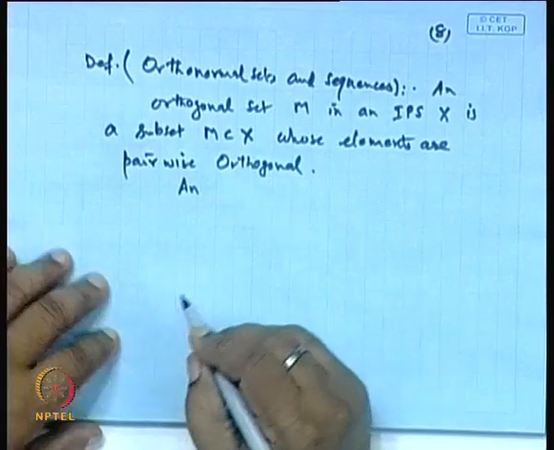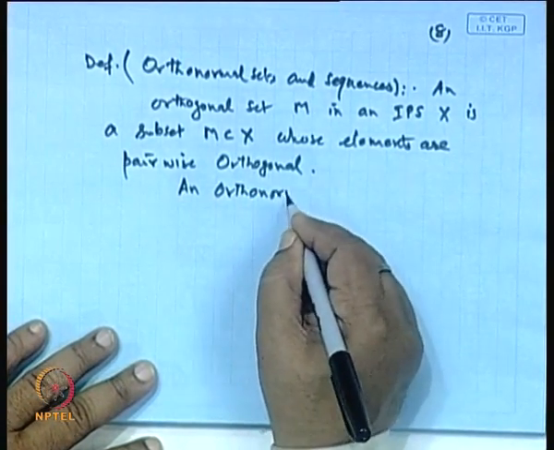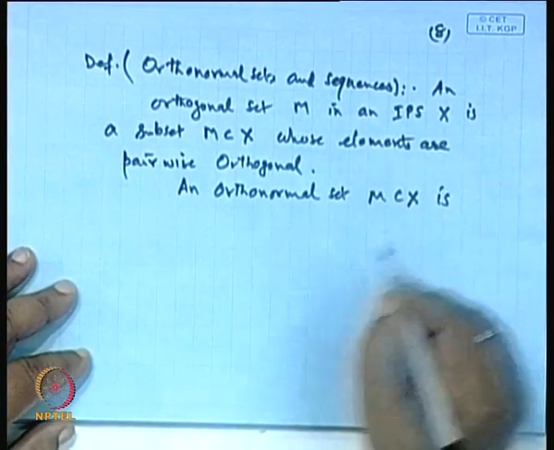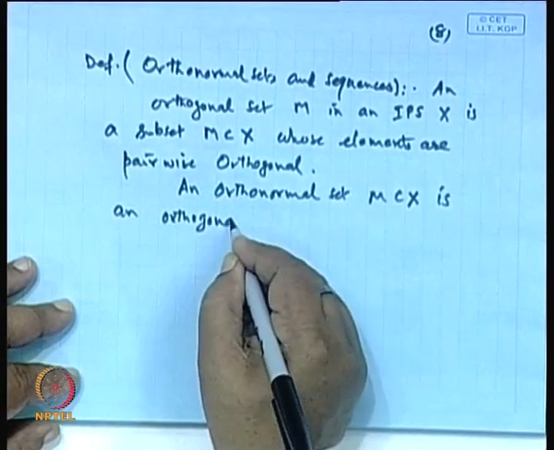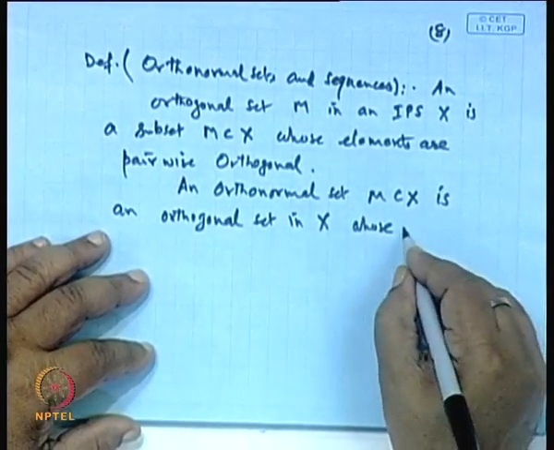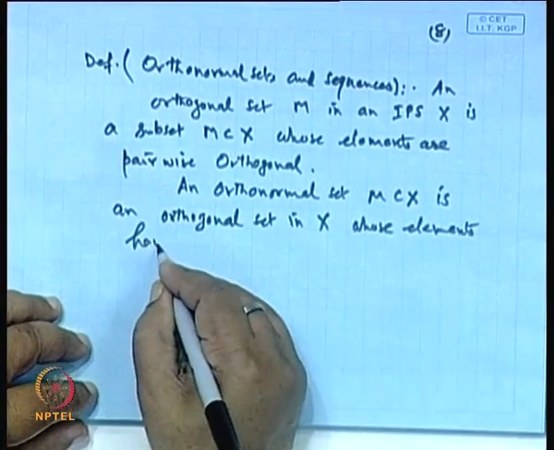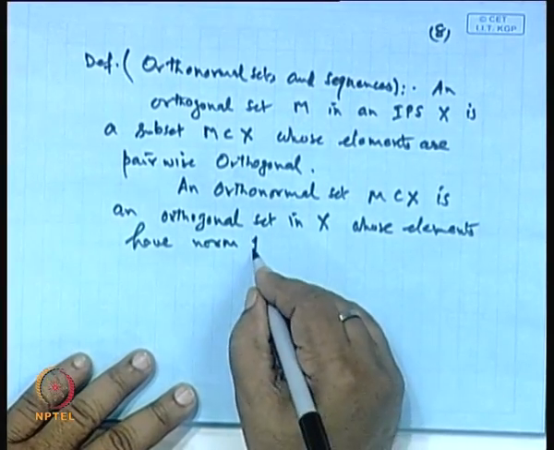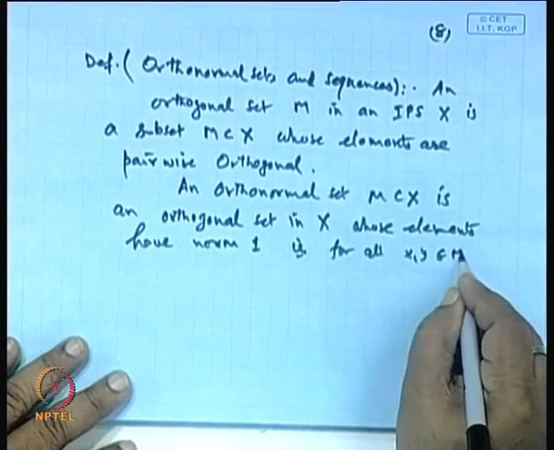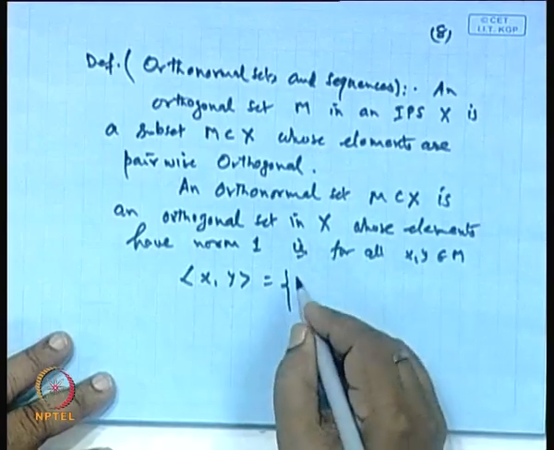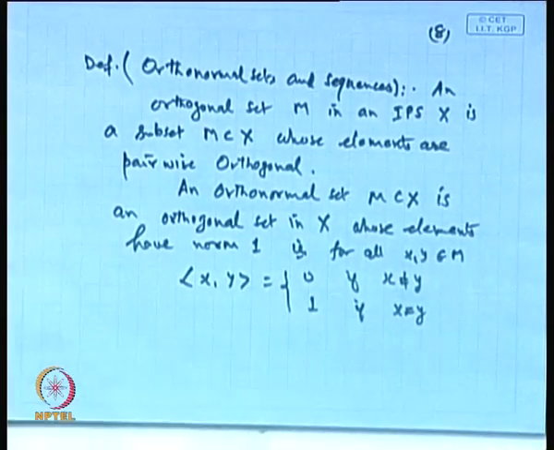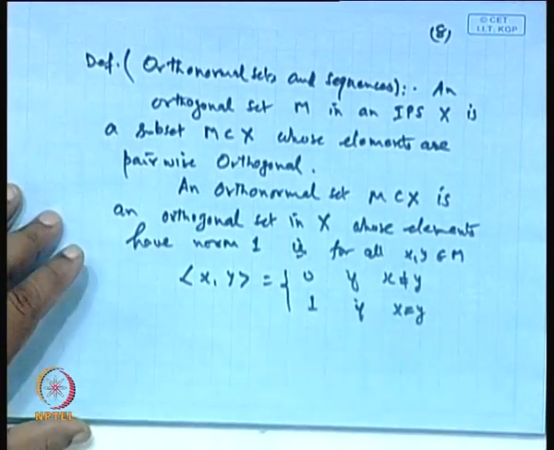Then an orthonormal set M, which is a subset of X, is an orthogonal set in X whose elements have norm 1, that is, for all x, y belongs to M, the inner product of x and y is 0 if x is not equal to y and 1 if x is equal to y. Clear?